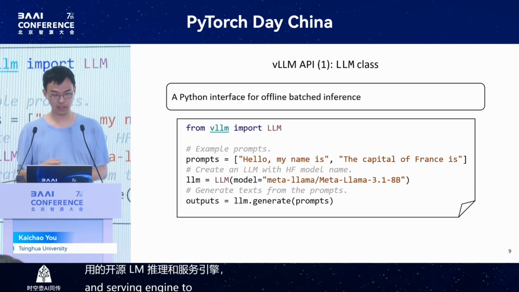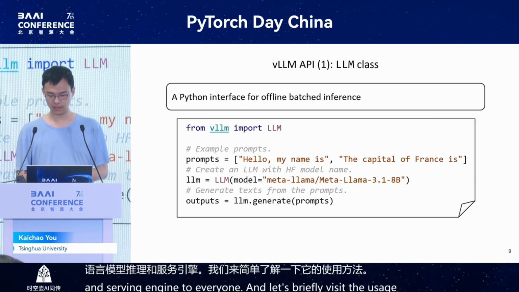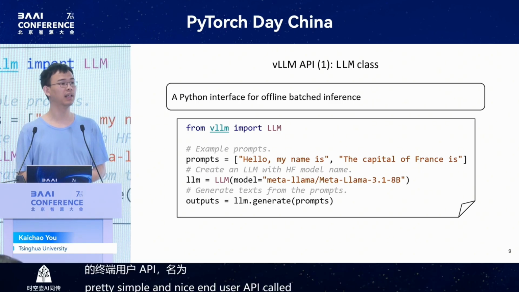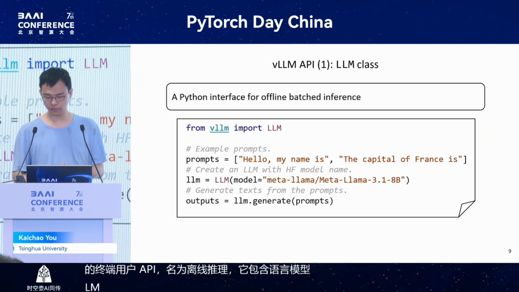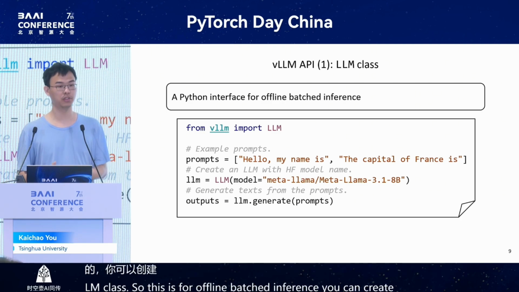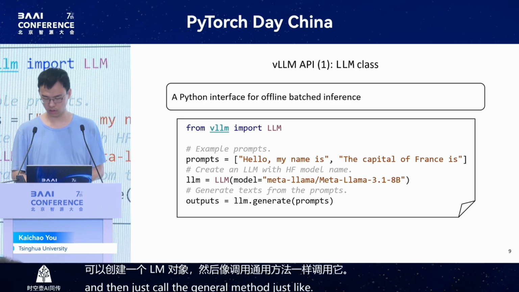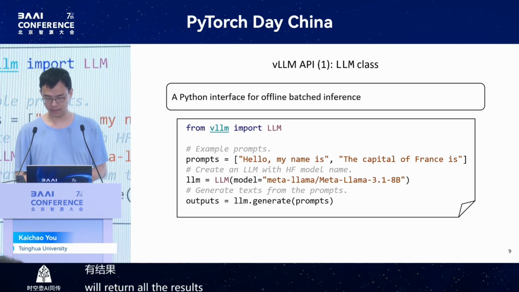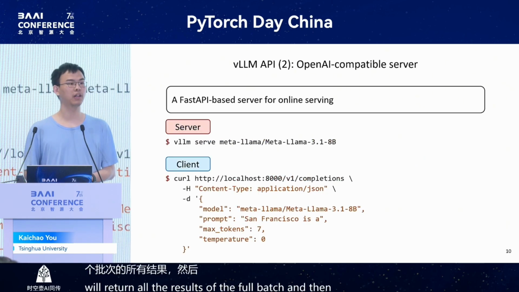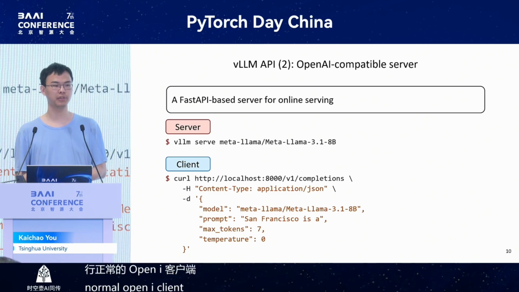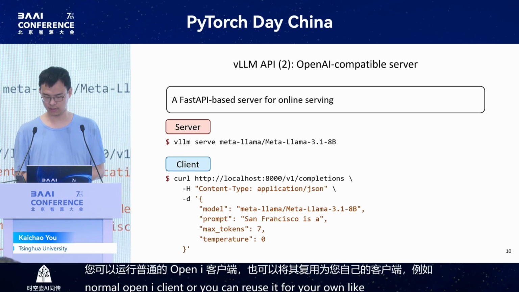And let's briefly visit the usage. So first is a pretty simple and nice end user API called offline inference, which has the LLM class. So this is for offline batched inference. You can create an LLM object and then just call the generate method, just like you call a normal function. And then it will return all the results of the full batch. And then you can also start vLLM as an OpenAI compatible API server with a single command. Then you can run the normal OpenAI client, or you can reuse it for your own chat service.